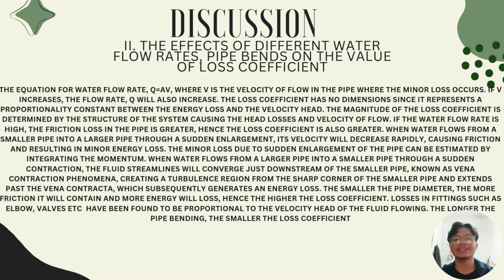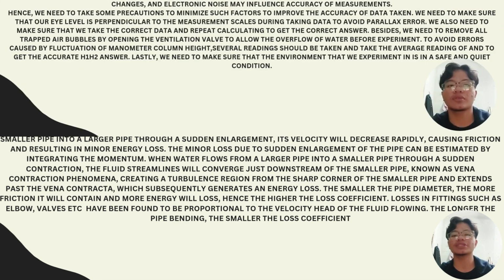When water flows from a larger pipe into a smaller pipe through a sudden contraction, the fluid streamlines will converge just downstream of the smaller pipe, known as the vena contracta phenomenon. It creates a turbulence region from the sharp corner of the smaller pipe that extends past the vena contracta, which subsequently generates an energy loss. The smaller the pipe diameter, the more friction and the more energy will be lost, hence the higher the loss coefficient. Losses in fittings such as elbows, valves, and others have been found to be proportional to the velocity head of the fluid flowing. The longer the pipe bending, the smaller the loss coefficient.